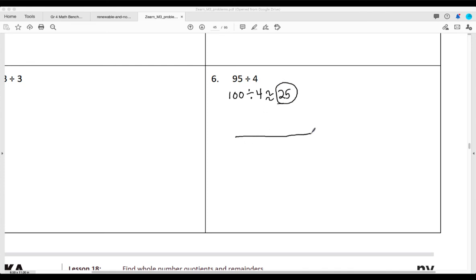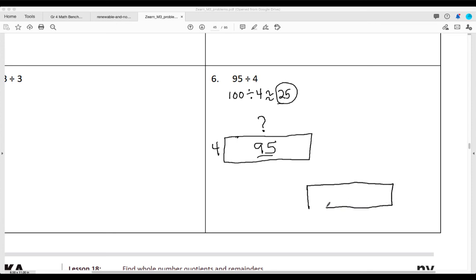I'm going to go back to the horizontal area model. Some of you guys may like this better. It doesn't matter. 95 divided by 4, and this time I'm looking for the width. I have my length, I have my area, I'm looking for the width. Remember, length times width is area.